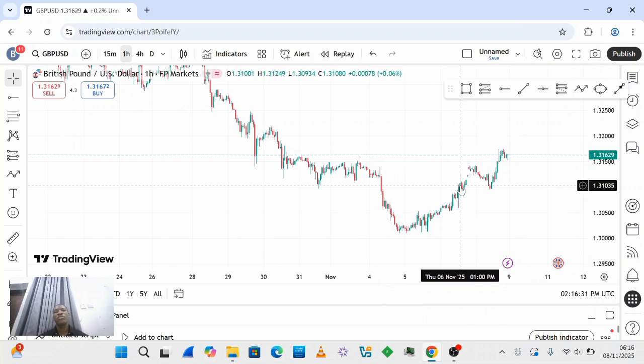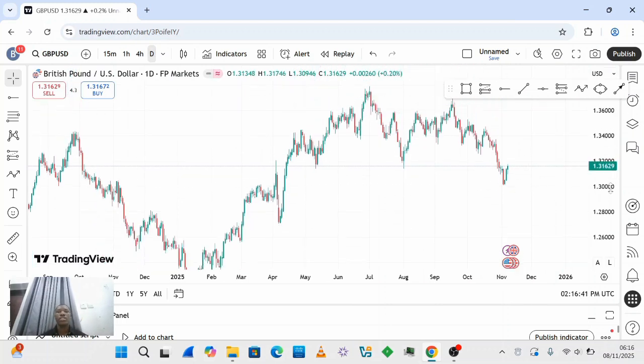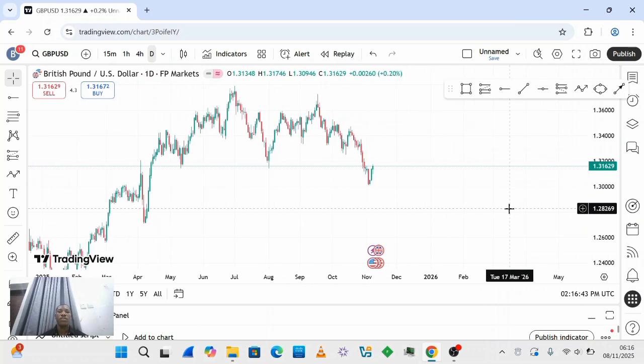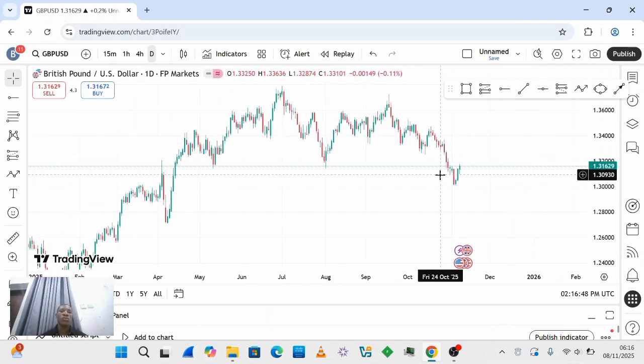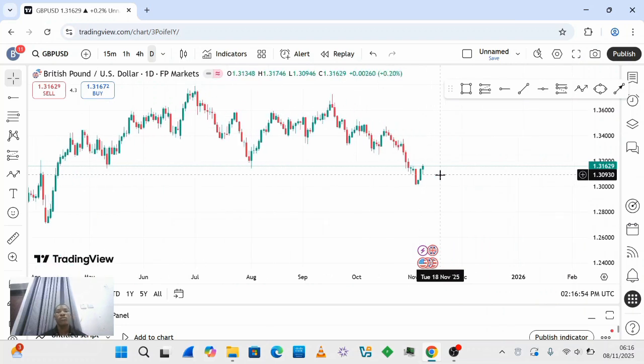What I normally do is I always go to the daily time frame to see exactly what is happening in the chart. Now we can see that on the daily time frame we have been in a downtrend. Although in the overall trend it might be an uptrend, for me I want to focus on what is happening in the market now.